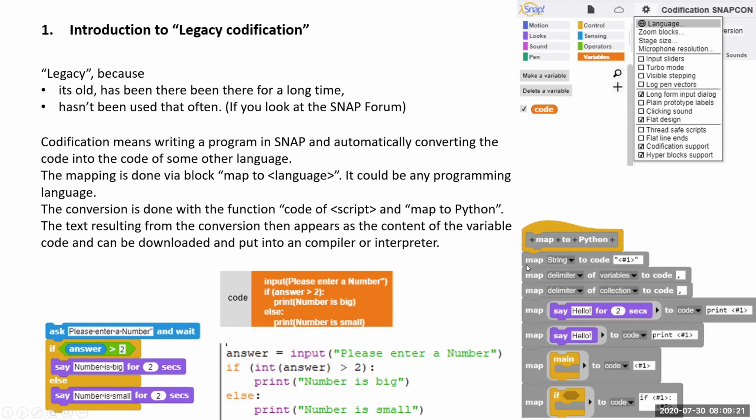Here it's mapped to Python. So the string is mapped, the delimiter, and then all these blocks are mapped to some kind of code. So you can see the if is mapped to if, #1 and then #2. So codification means you have some kind of mapping. And then in the end, you get in the variable code this code, which has been generated automatically from this Python code on the left. So that is what I just want to show you.